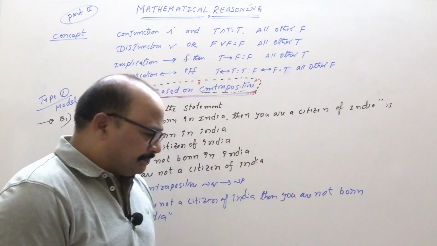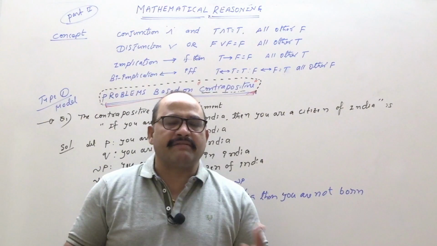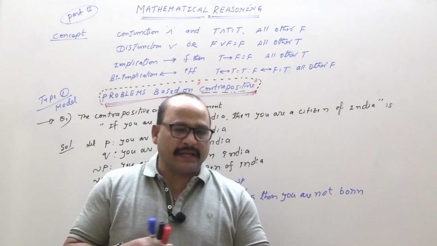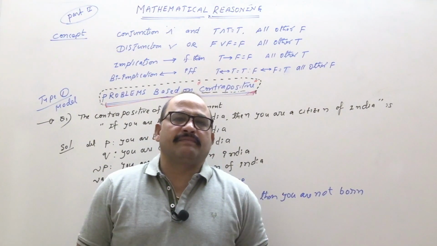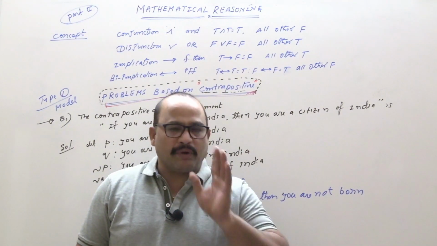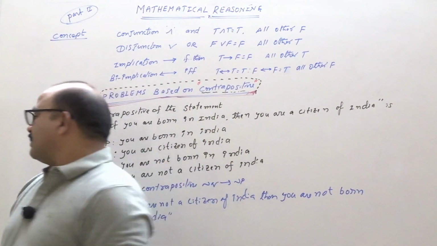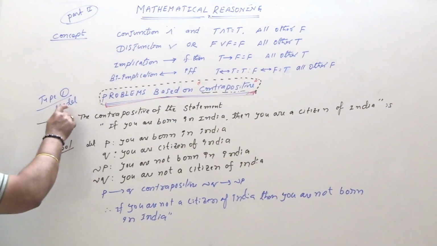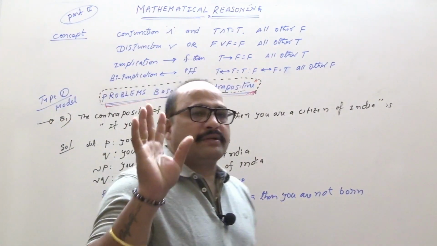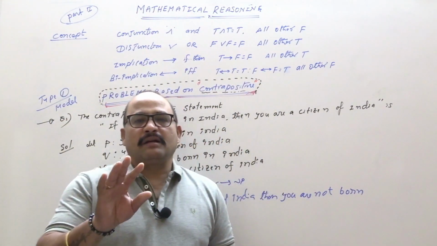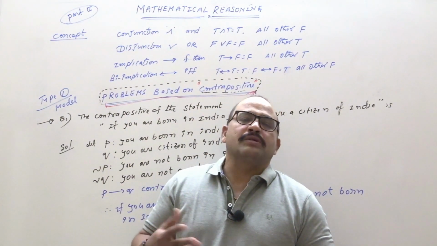Now, in JEE, what kind of questions are asked in previous and coming exams? Mainly 5 models of questions are there. Now I am telling you the first model, the type 1 model: problems based on the contrapositive. These are previous JEE questions. How to solve such kinds of problems?